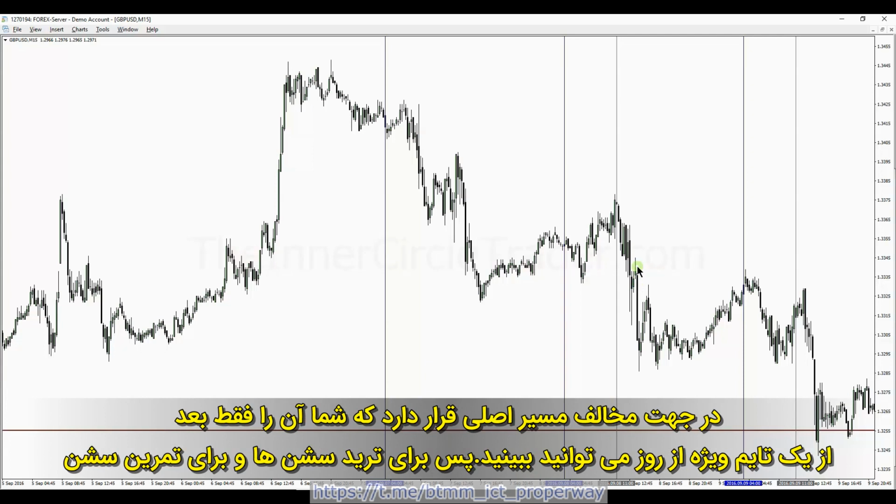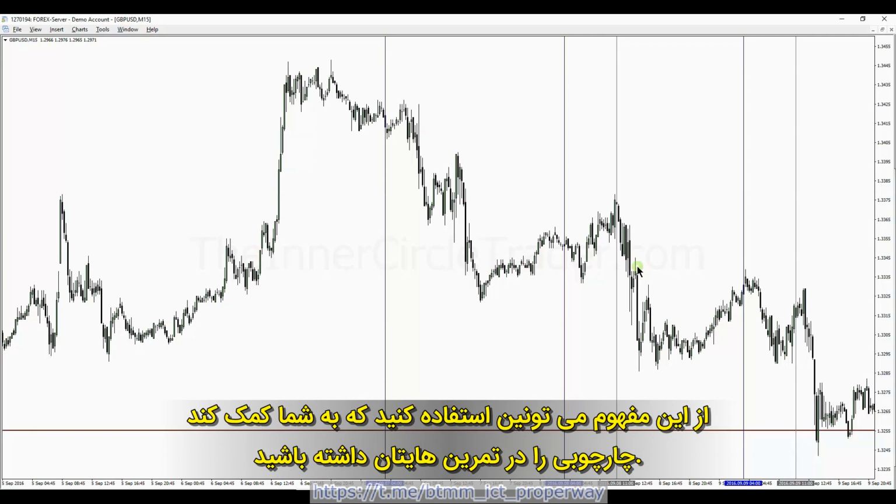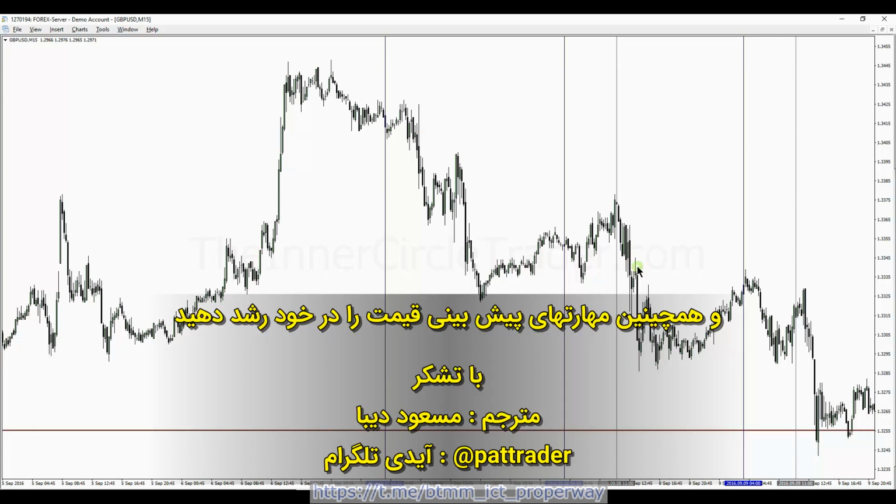So for session trading and for session drills, you can use this concept to help give you context in your practicing and also build your anticipatory price skills.